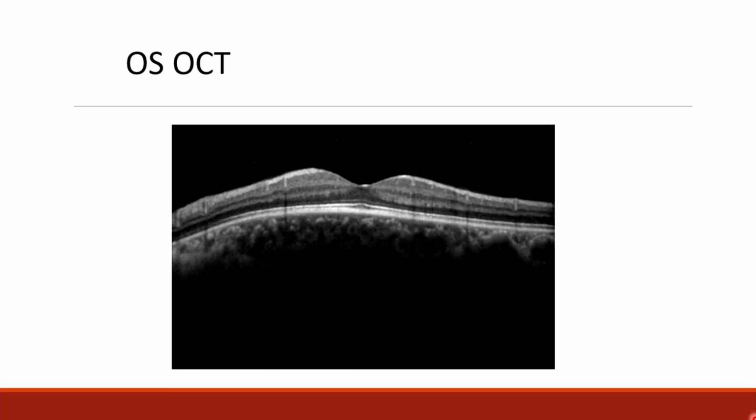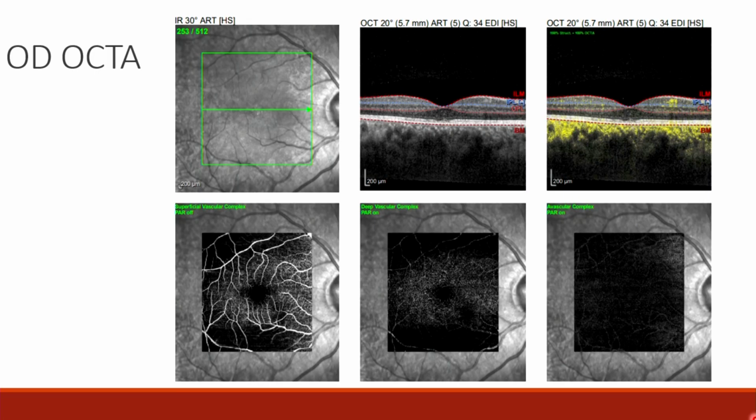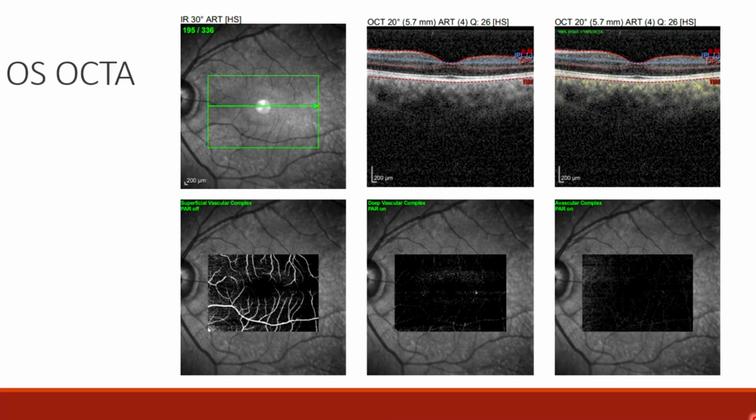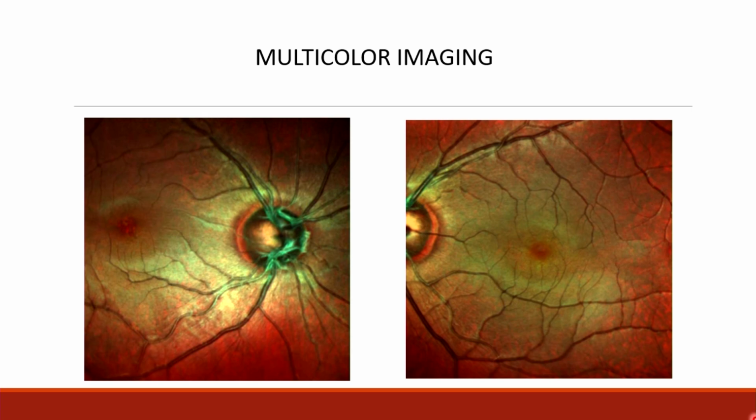This is the left eye OCT, in which the posterior cortical vitreous face is also quiet. No hyperreflective opacities are visible. The contour is maintained and all the layers are intact. So this is the right eye OCT angiography, in which the superficial, deep and the avascular complexes are within normal limits, and as well in the left eye all the 3 complexes were within normal limits. So then we move forward to the multicolor imaging.